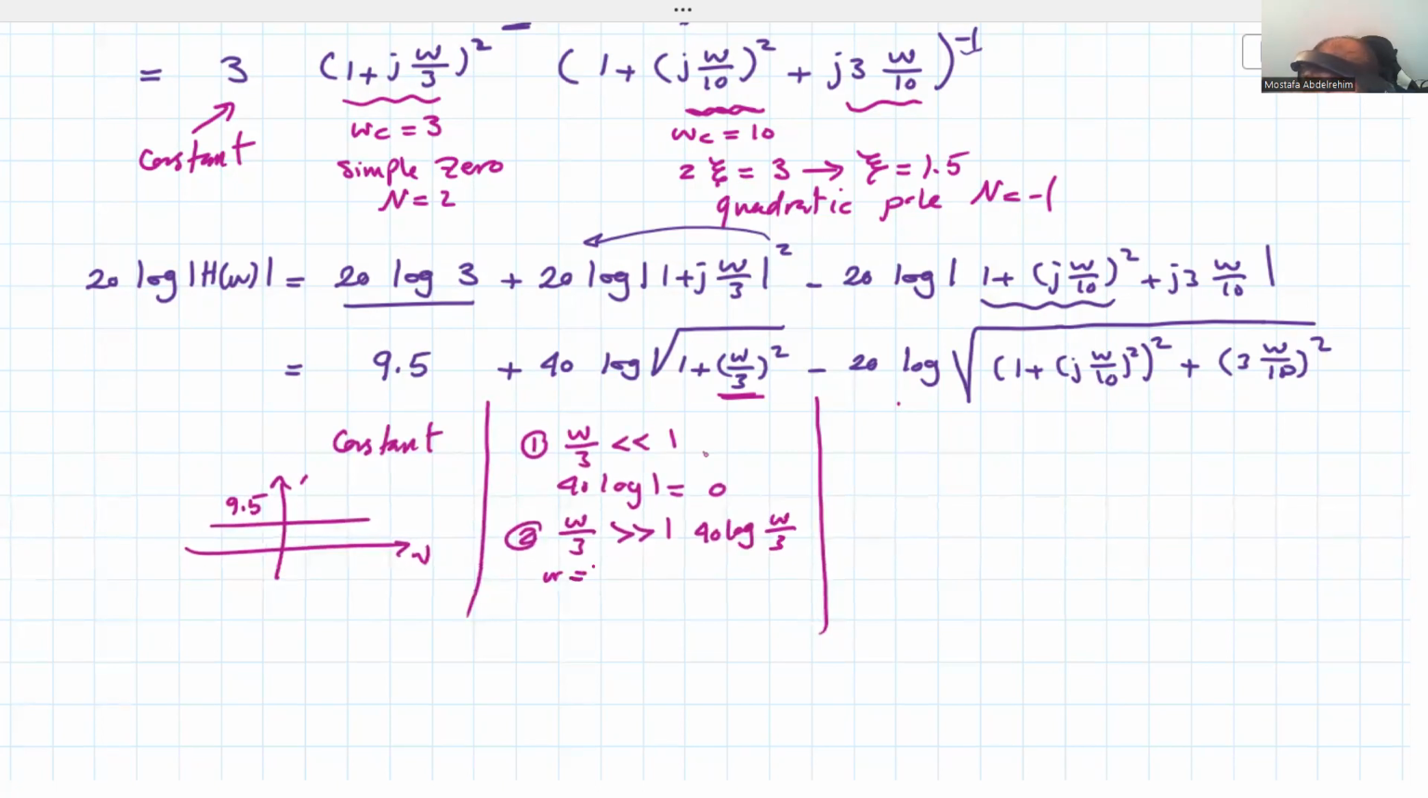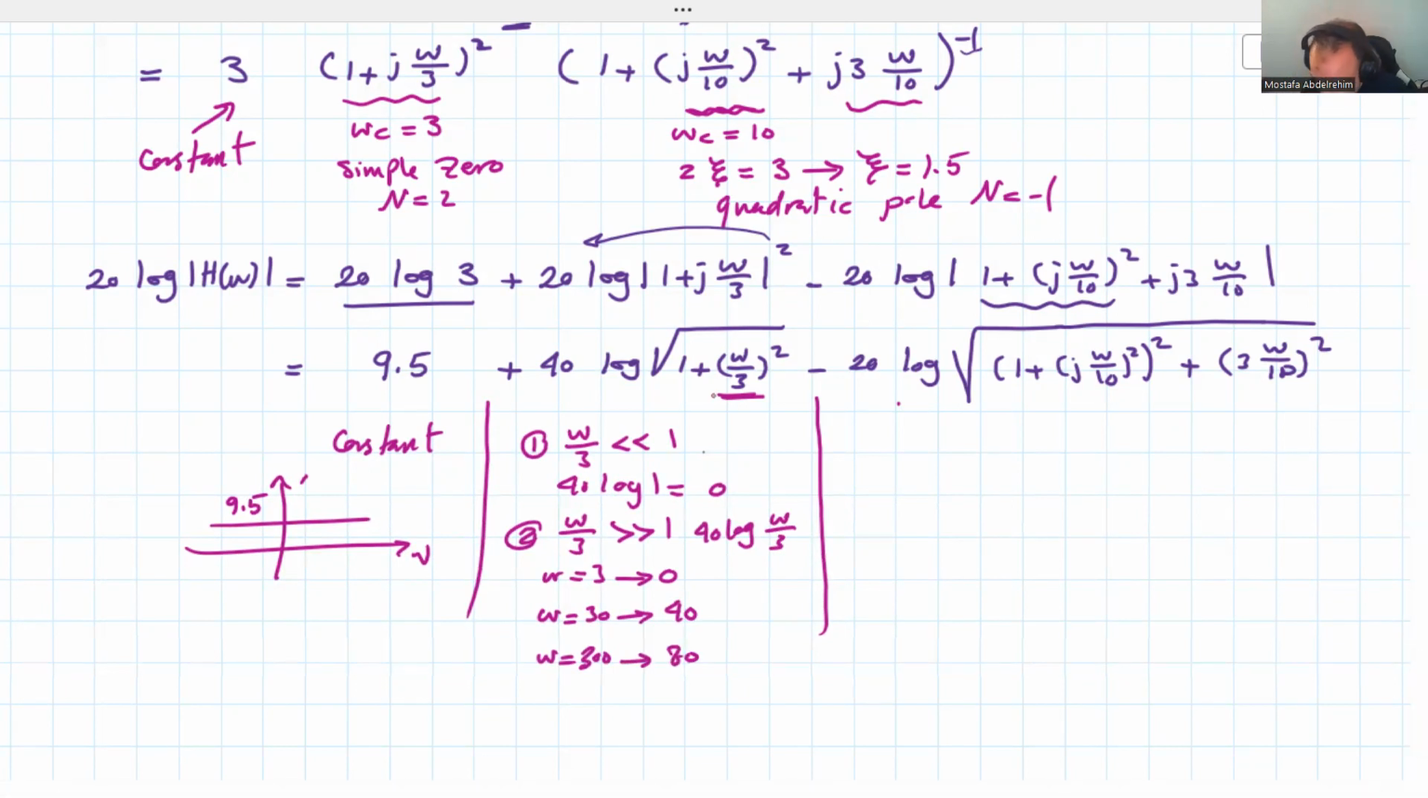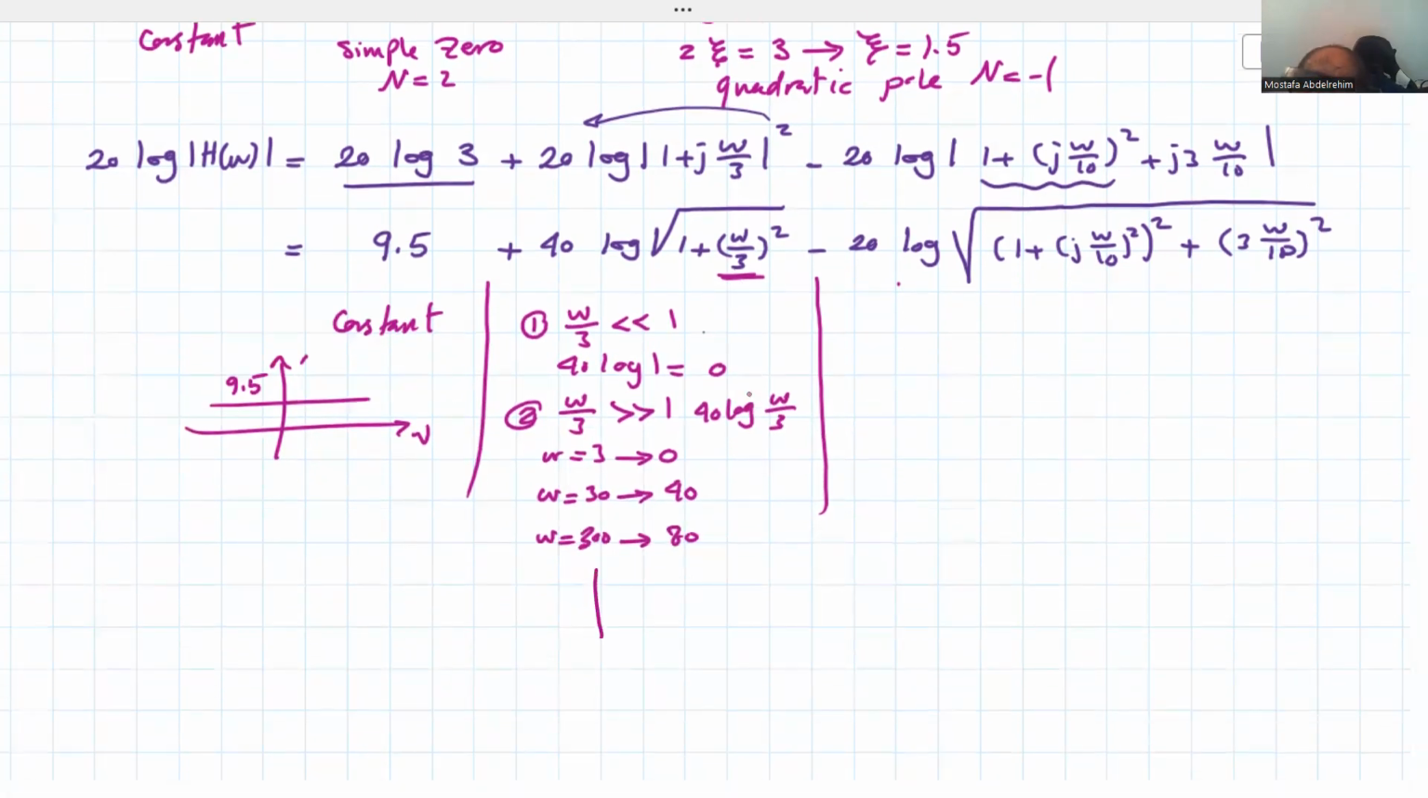So when omega over 3 equals 1, which is omega c, that will be log 1. Log 1 is 0. Omega equal to 30 will be log 10, and log 10 is 1, so that will be 40. Omega equal to 300, which is 100 omega c, that will be 80, and so on. Okay, so that will be something like that.